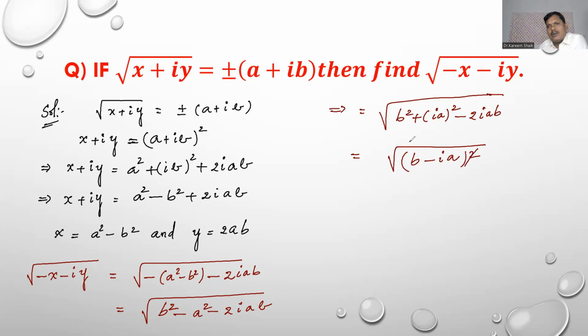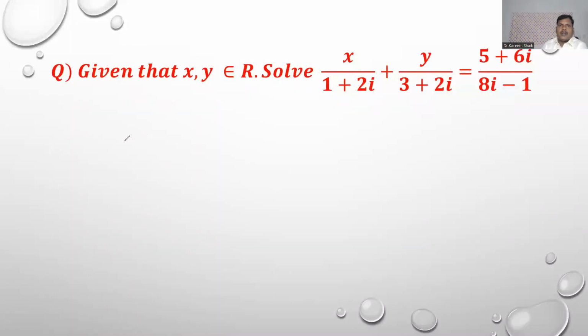Now square and root get cancelled, and you will get plus or minus (b minus iota a). The left side is nothing but square root of negative x minus negative iota y. So the value of negative x minus negative iota y you got is plus or minus (b minus iota a). I hope it's clear. Now see the next problem.